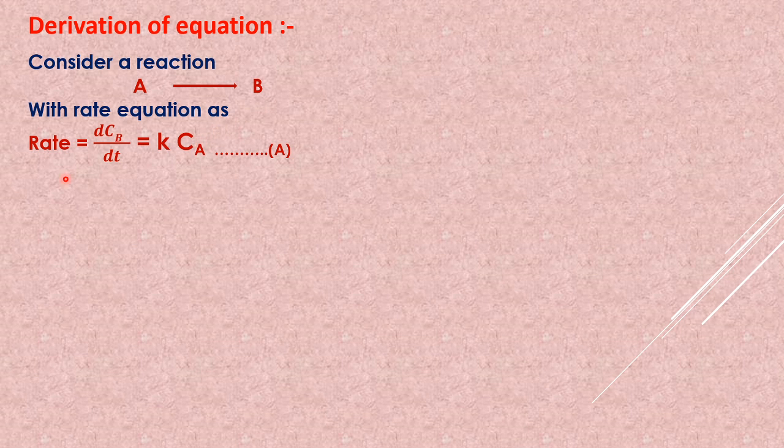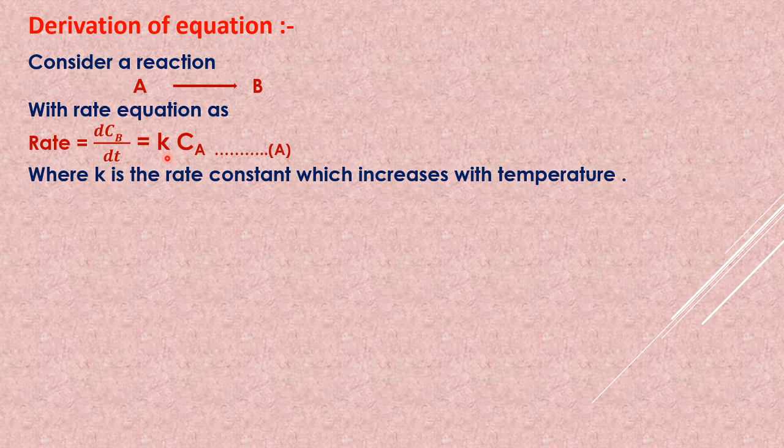In that, we consider a general reaction, that is A gives product B. In this reaction, if we write the rate equation, the rate is equal to d concentration of B divided by dt, which is equal to k into concentration of A. Here C represents concentration, the concentration of B and the concentration of A, and k is the rate constant, which increases with the temperature.